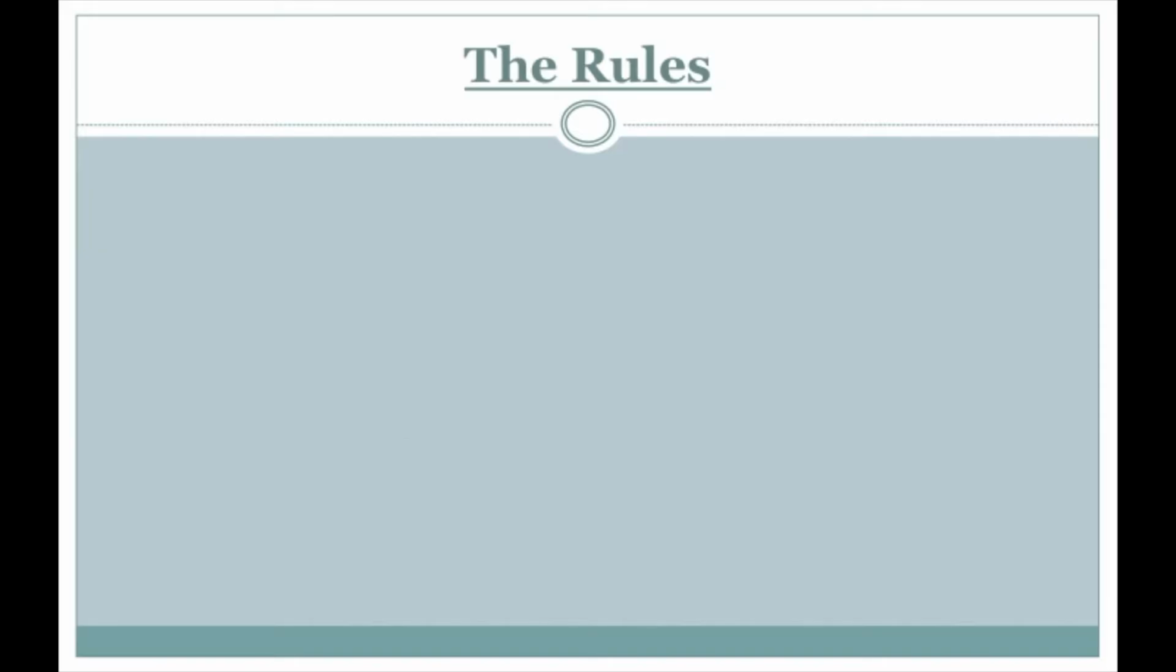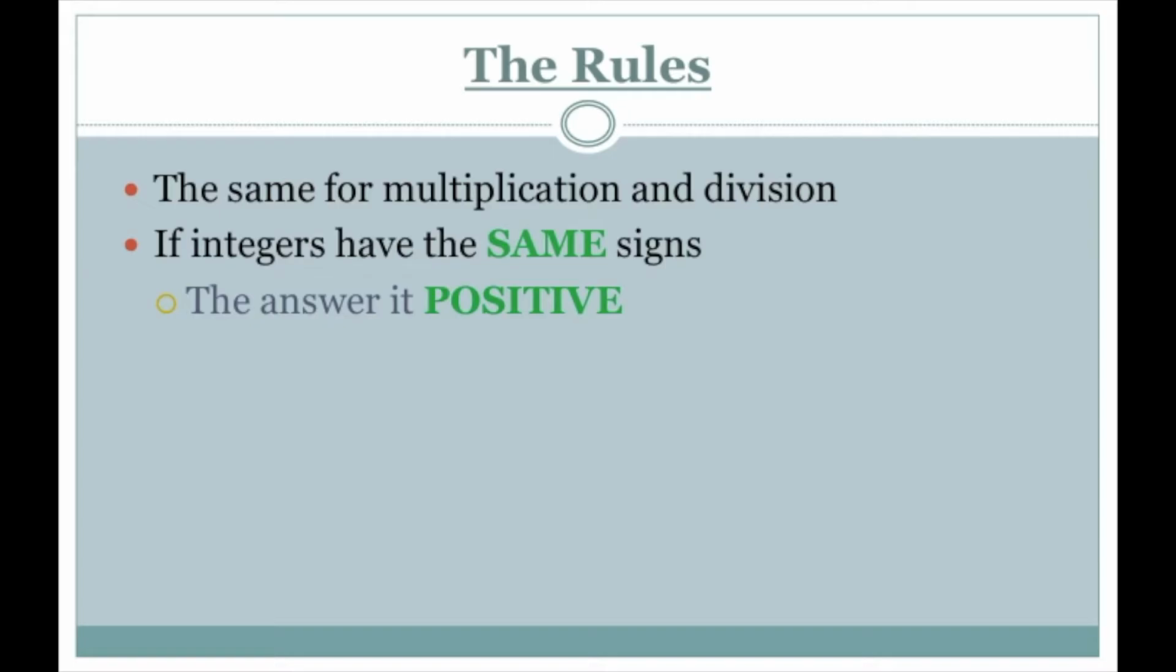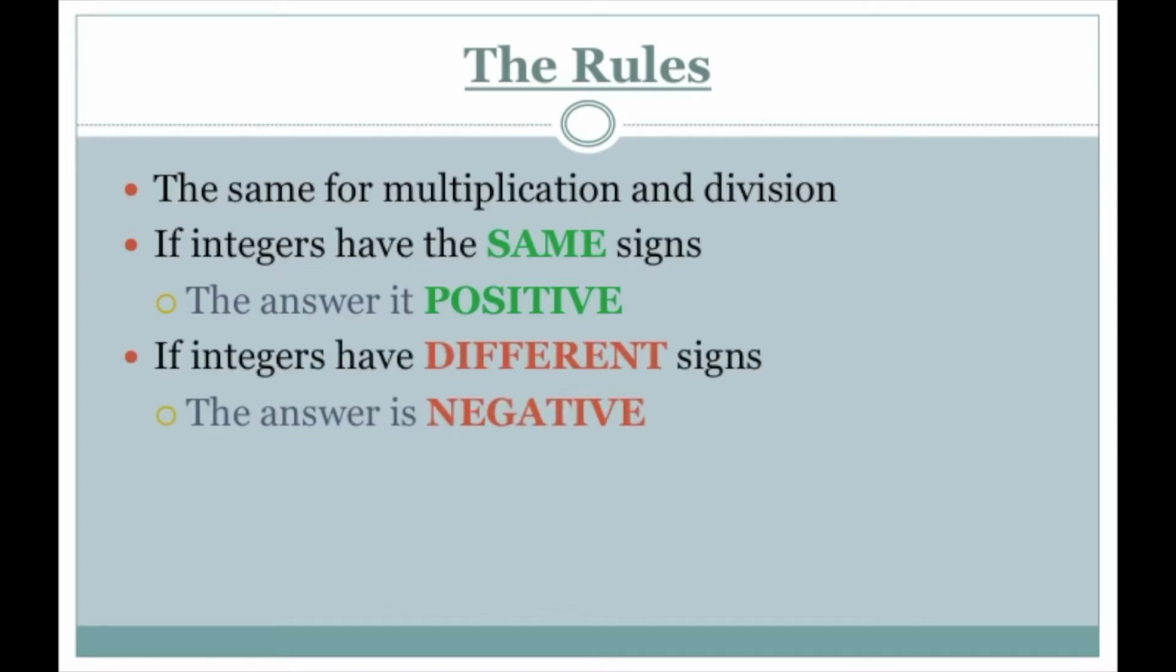So I basically want to stress the rules of multiplying and dividing integers. And it's pretty simple, it's pretty straightforward. The same rule applies for both multiplication and division of integers. So, if integers have the same signs, then the answer is positive. And if integers have different signs, then the answer is negative.